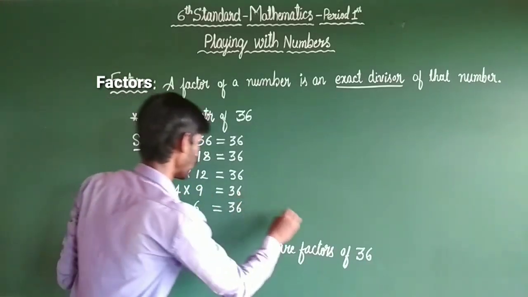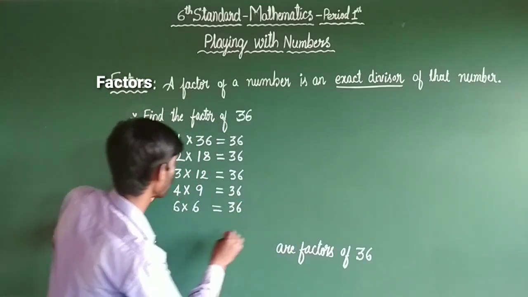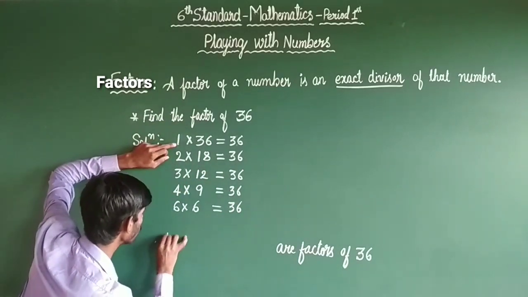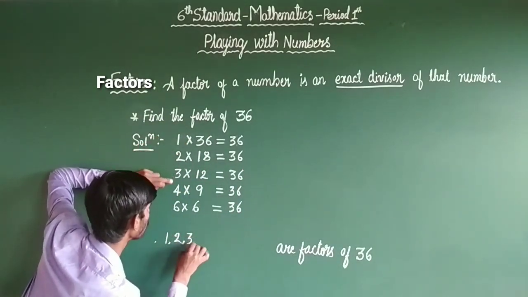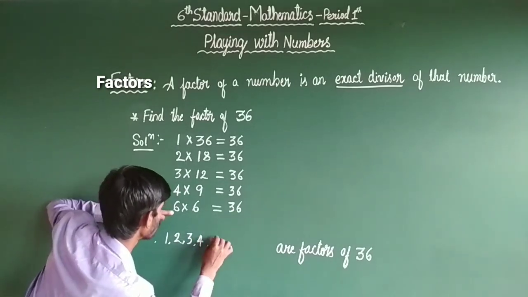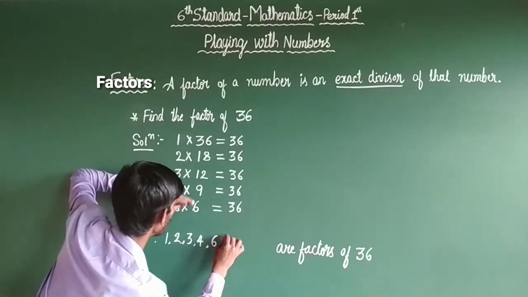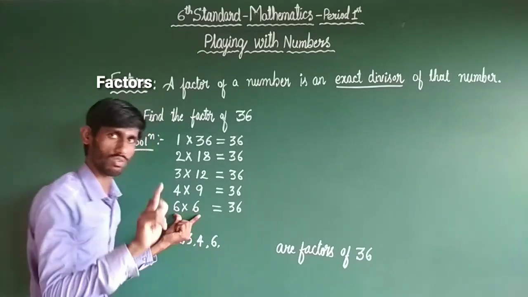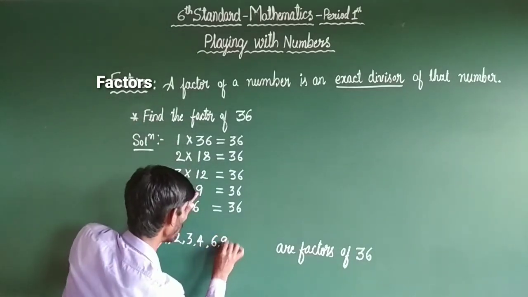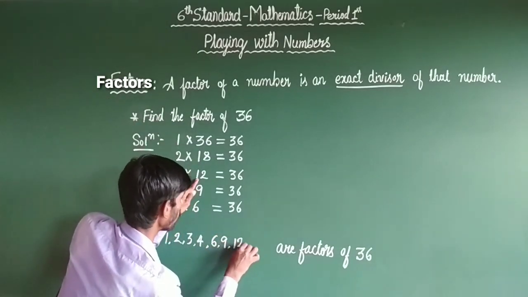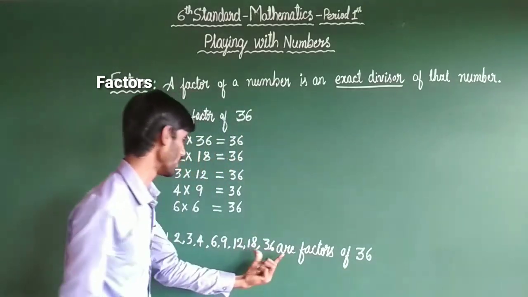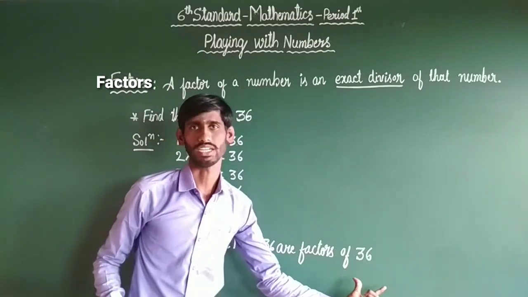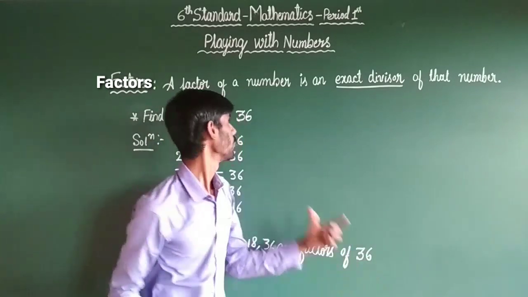Finally, to conclude the statement, which are the factors of 36? 1, 2, 3, 4, 6. Here there is 6 twice, so one is enough. Then 9, next 12, next 18, next 36. These are all the factors of 36. Are you clear? Okay, let us move to the next concept.